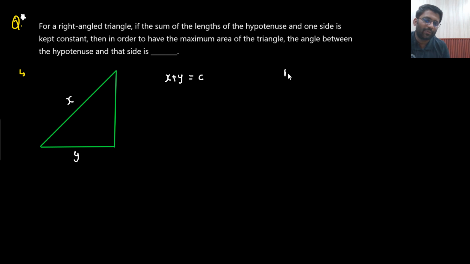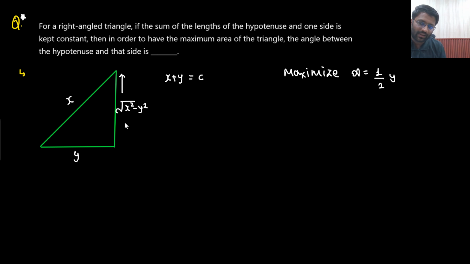What we need to maximize? We need to maximize the area. What is the area of a triangle? Half into base into height. Base is y. What is the height? Height is this. And do you know what this value is? This value is nothing but under root x square minus y square. I hope you know how I wrote x square minus y square. Basic Pythagoras theorem I have applied.